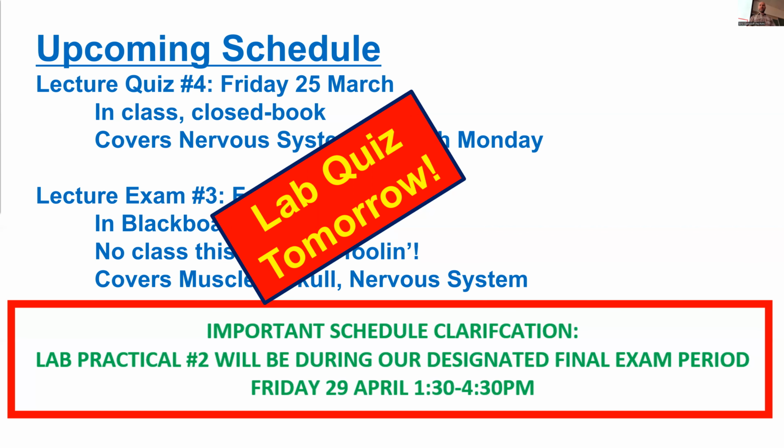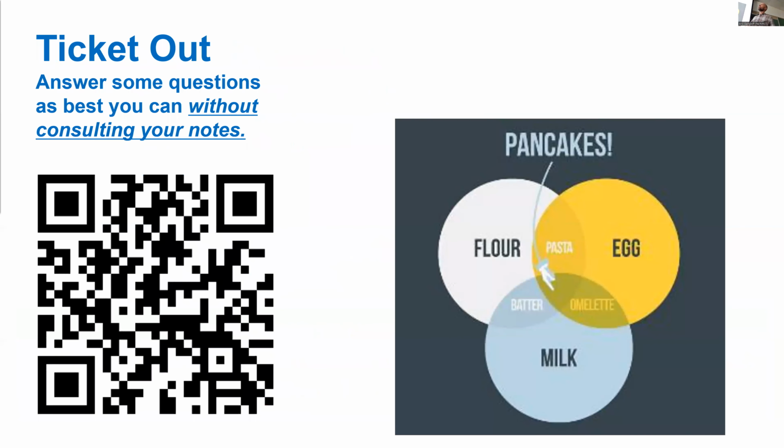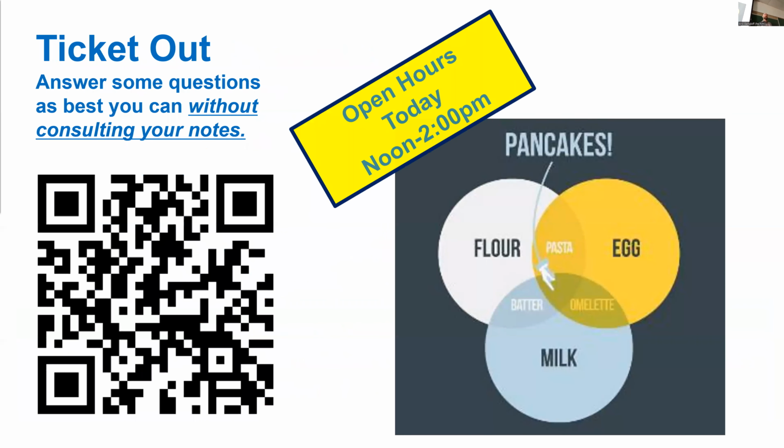And then lastly, I've got a ticket out for you. We didn't have class on Friday, so I didn't have a Venn diagram. I have one for today, breakfast. I don't think I've used this one in class before. And reminder, I have open hours today from noon to 2 p.m. in our lab room. I'll be there and happy to go over anything, especially as you prepare for your lab quiz tomorrow. Otherwise, take a few minutes and answer these questions as best you can without looking at your notes. It's a test to see what you remember from last week's class on the nervous system, and also a nice reminder of what you should study for your quiz on Friday.